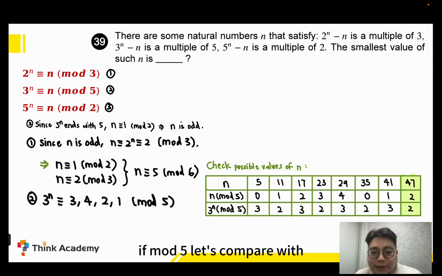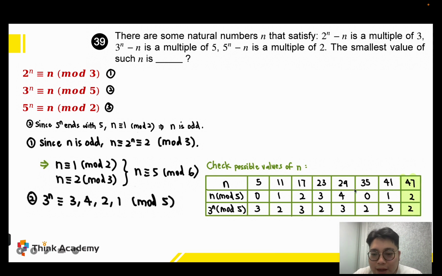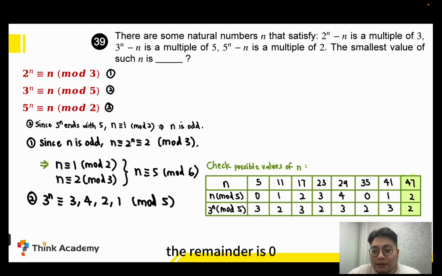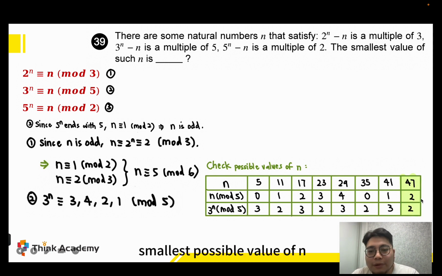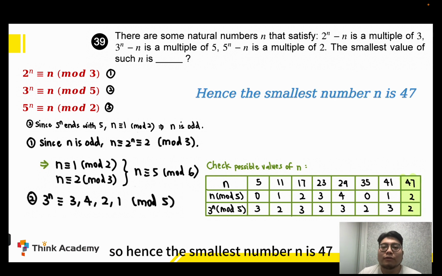If mod 5, let's compare 3 to the n mod 5 and n mod 5. You can see, yeah, we need 3 to the n minus n to have remainder 0. Which means we need n mod 5 and 3 to the n mod 5 to be the same. Then we can find out the smallest possible value of n is 47. So hence the smallest number n is 47.